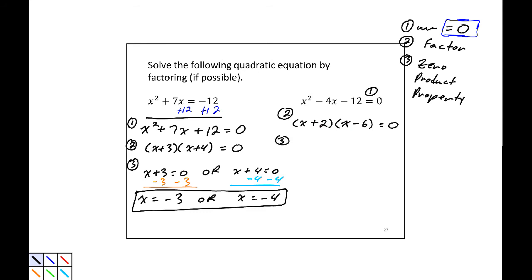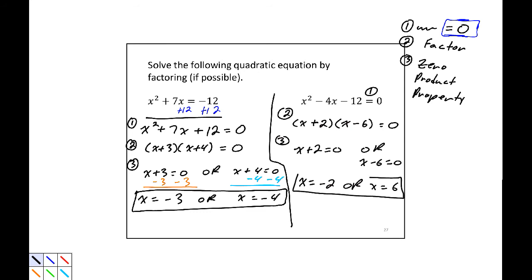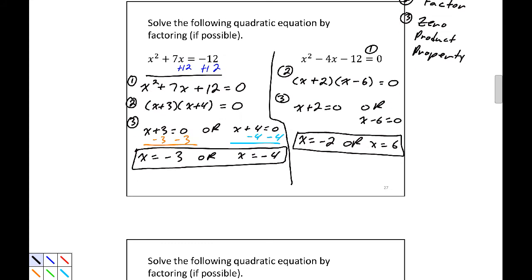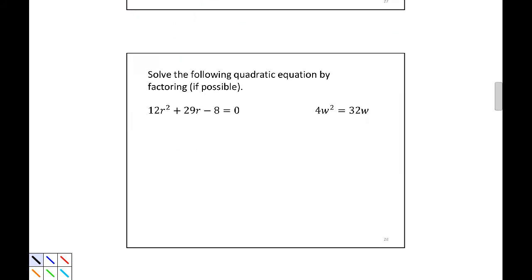Now, for our zero product property, this means that either x plus 2 equals 0 or x minus 6 equals 0. Now, solving those, we see that we're always going to use the opposite operation. So this means that either x equals negative 2 or x equals positive 6. And those are our solutions to that equation. And just like before, we can always plug those back in to check. All right, next two examples.